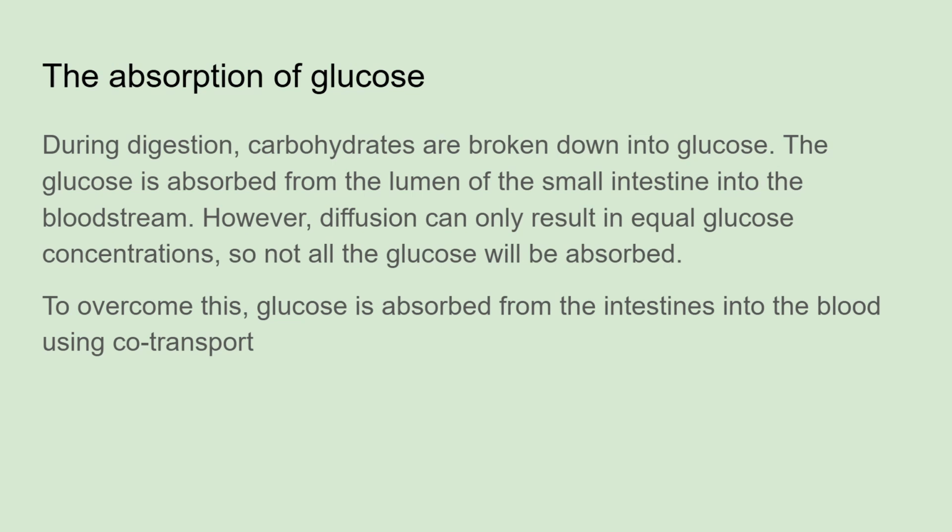During digestion, carbohydrates are broken down into glucose. The glucose is absorbed from the lumen of the small intestine into the bloodstream. However, diffusion can only result in equal glucose concentrations, so not all the glucose will be absorbed. To overcome this, glucose is absorbed from the intestines into the blood using co-transport.